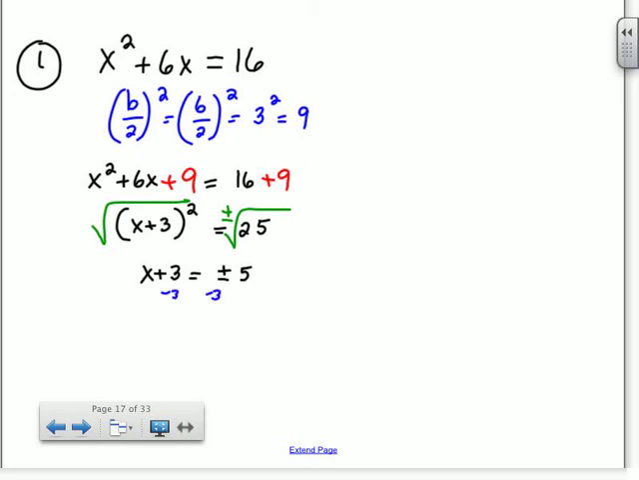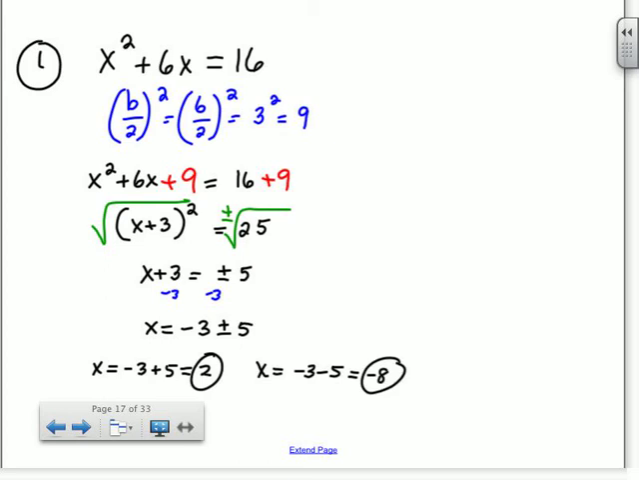And then I subtract my 3 over, so I get x equals negative 3 plus or minus 5. And those are two nice integers. Those are numbers I can figure out. So the first one is negative 3 plus 5, so I get 2. And the second one is negative 3 minus 5, so it's negative 8. So those are my two solutions.